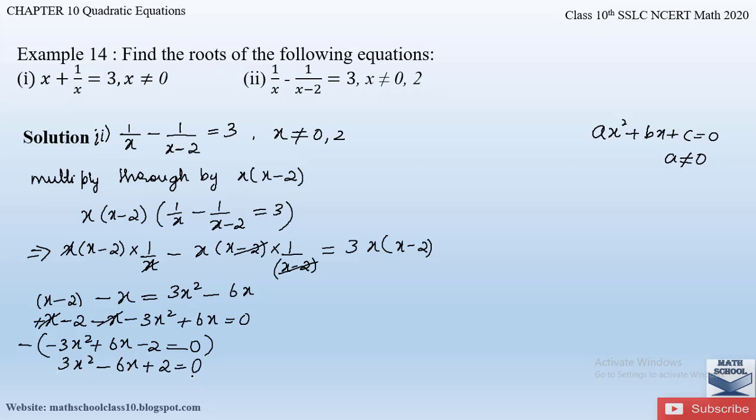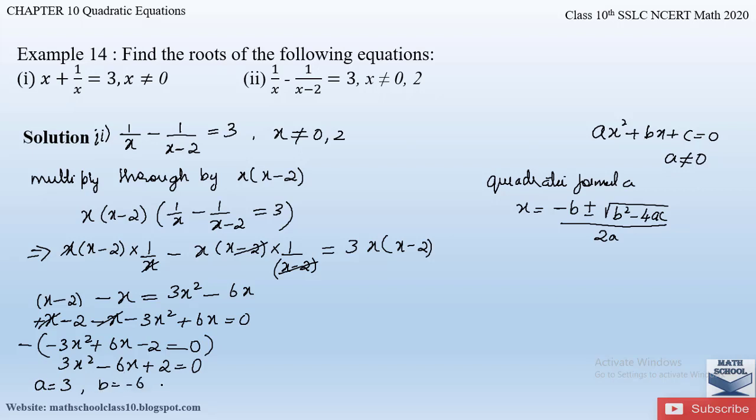Now for this quadratic equation, let us apply the quadratic formula, which is given by x is equal to minus b plus or minus square root of b square minus 4ac divided by 2a. So now let us find out the a, b and c value. The quadratic equation obtained, so a value is the coefficient of x square, that is 3, b is the coefficient of x, minus 6, and c value is plus 2.